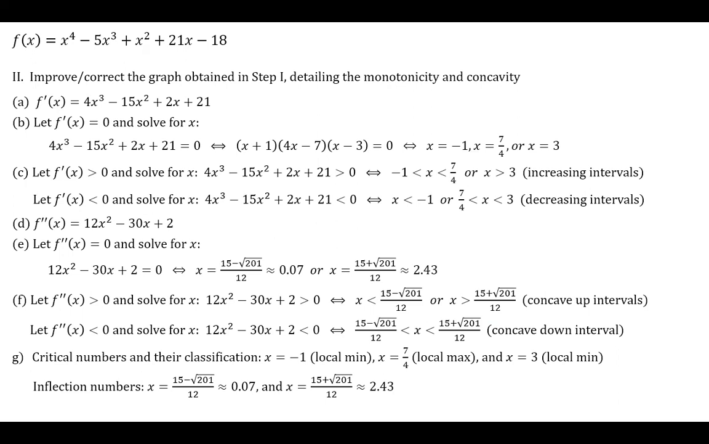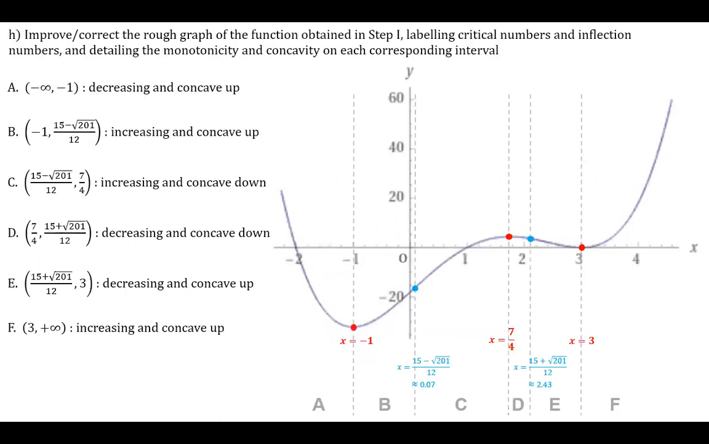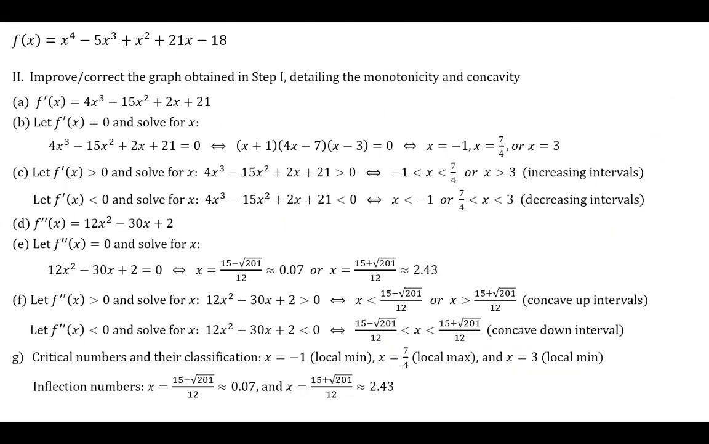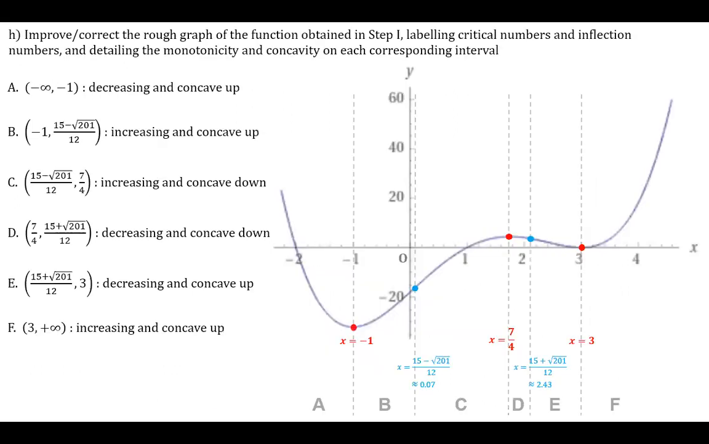Okay, since we have completed all the steps, we can sketch the detailed graph of this function with monotonicity and concavity, like this. Remember that there are 1, 2, 3, 4, 5 critical numbers or inflection numbers, right? Then we need to label these points first. The 5 numbers divide the whole region into 6 regions.